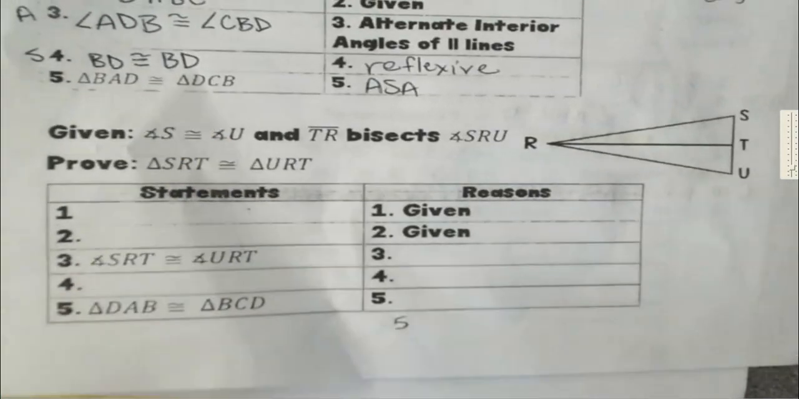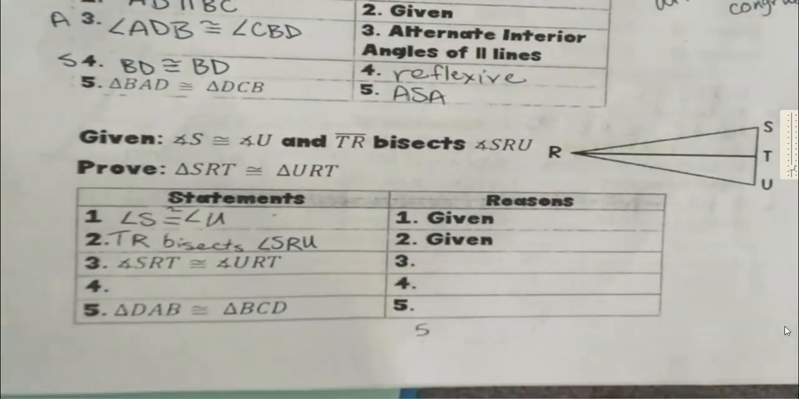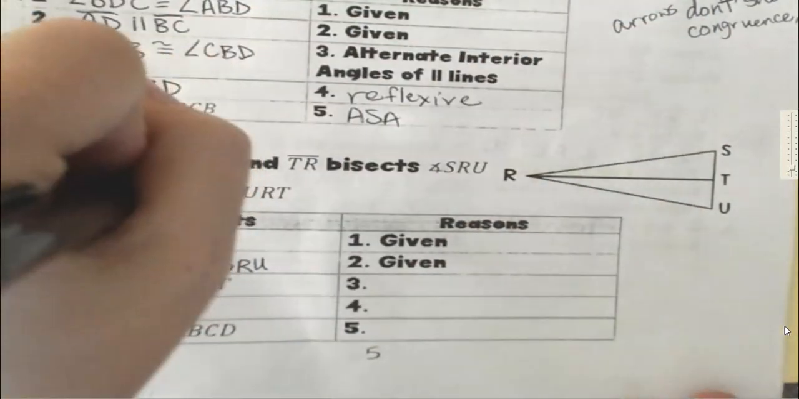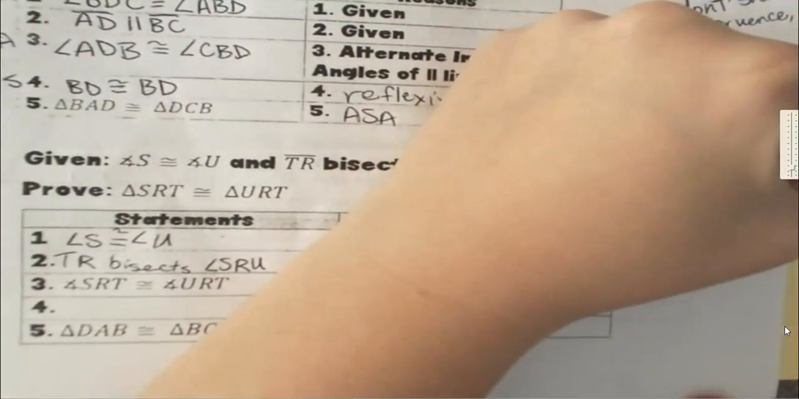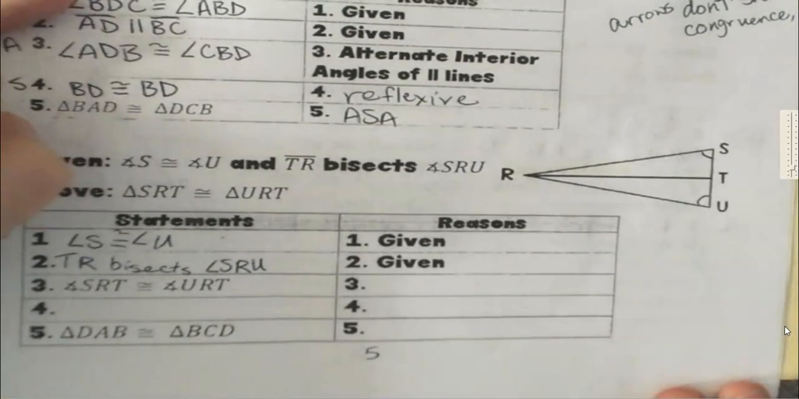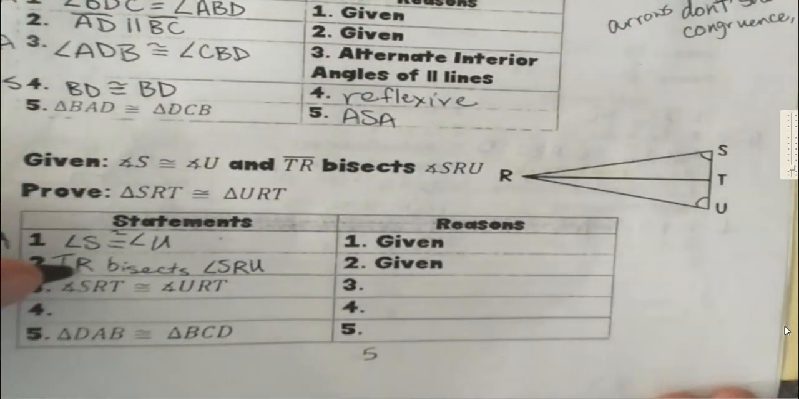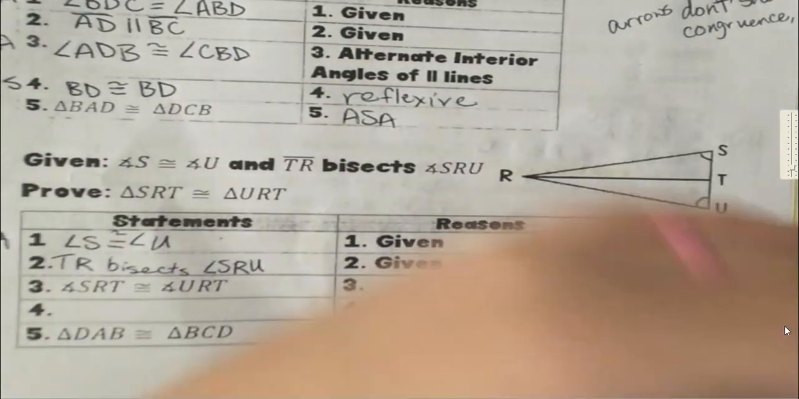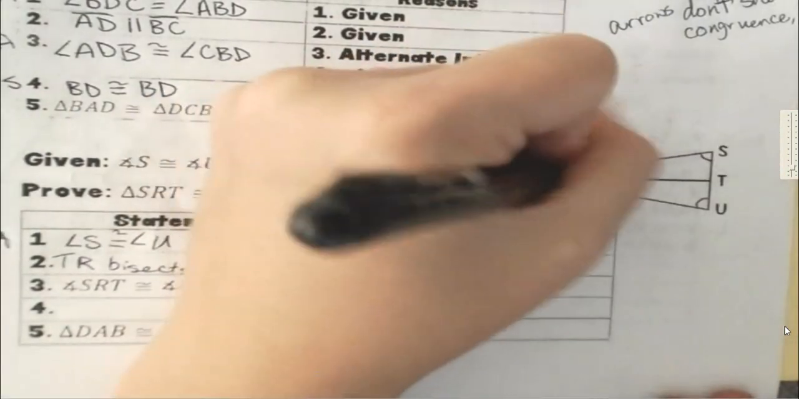All right, we're actually going to go back to this page. I'm going to pause the video, and I'm going to write the givens. All right, so here are the givens. So I'm going to go ahead and mark them. Angle S is congruent to angle U. So that is an angle. And then TR cuts this angle in half. So this is the first one where we've had a segment cut an angle in half.